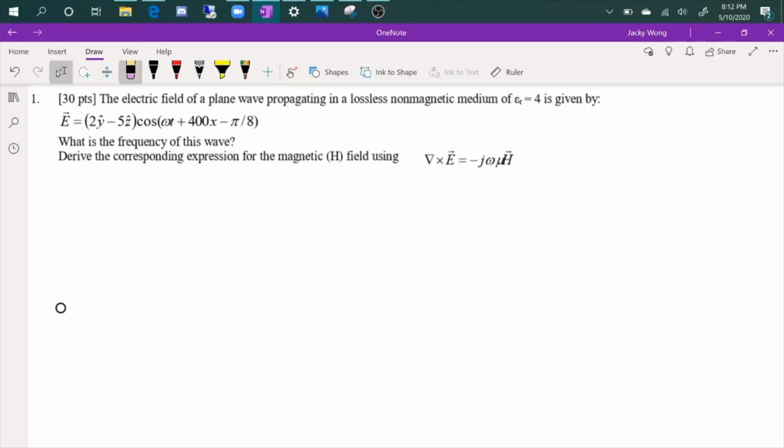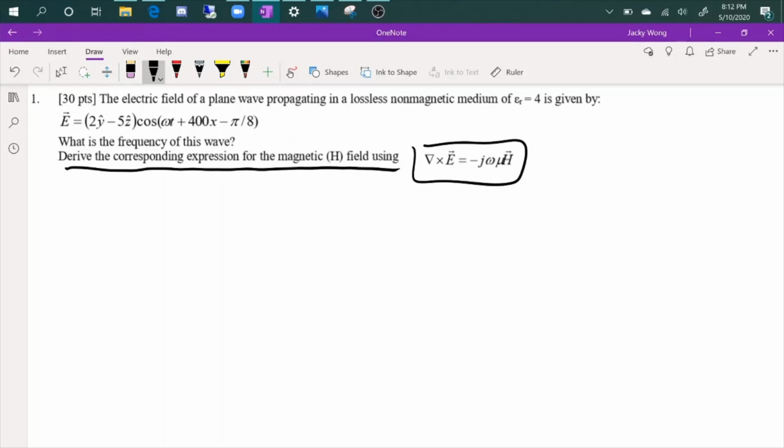The second part of this problem asks us to derive the corresponding expression for the H field using curl cross E is equal to negative j omega times mu times H. We know that mu is just equal to this constant right here, 4 pi times 10 to the negative 7. Omega we solved above, where it is 6 times 10 to the 10. So we can substitute those in after we do curl cross E.